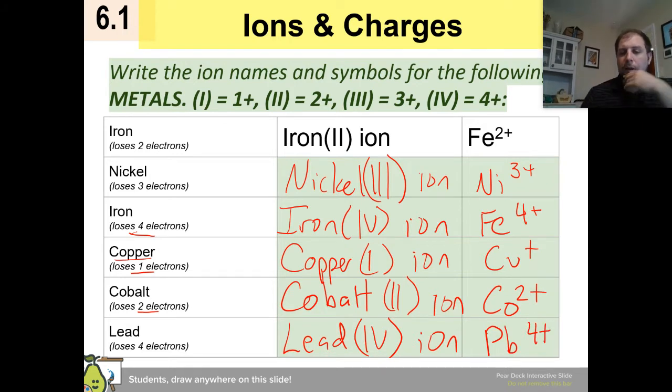Now we have to specify lead 4 because there's a lead 2. Just like up here, we had to specify this was an iron 2 ion because there are iron 4 ions. They're not as common. There's mostly iron 2 and iron 3, but you don't need to worry about that right now, okay? The point is, all of these atoms can form many different types of positive ions depending on the situation, either the temperature it was formed at, the pressure, or the other elements that it was bonding with.